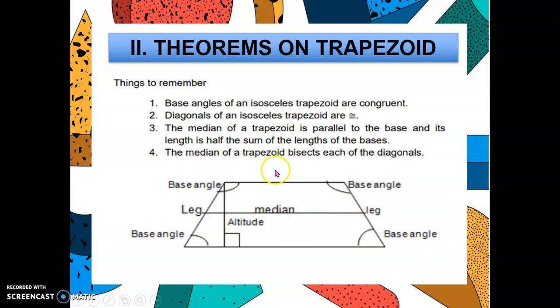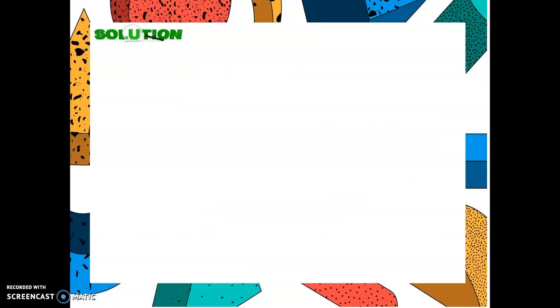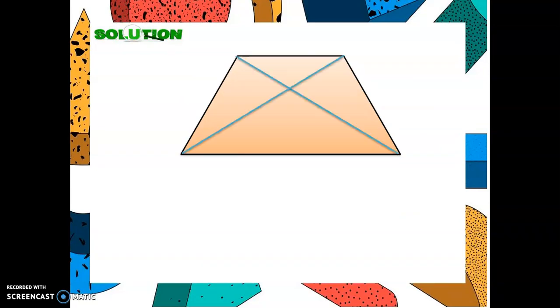And then, the median of the trapezoid, kung meron po ditong diagonals, then they bisect each. Or it bisects the diagonal. So, dito po yung example natin. So, I illustrated my own isosceles trapezoid. So, ito po yung diagonals na sinasabi. And this is the median, wherein this median bisect your diagonals.